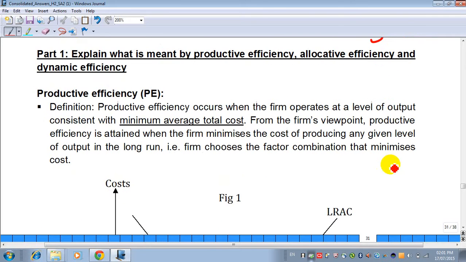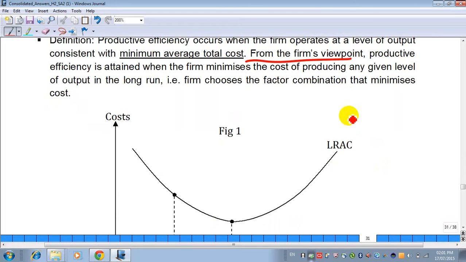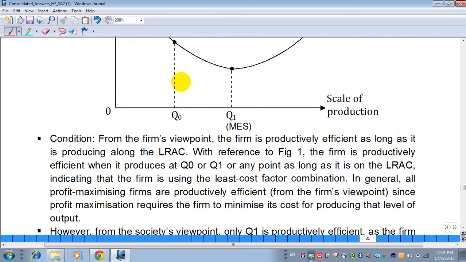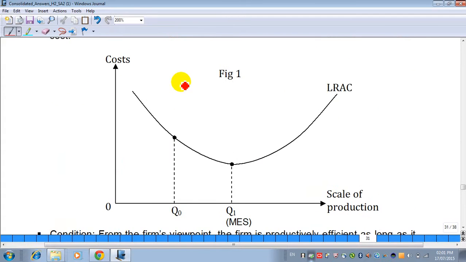I'm not going to explain much about the 3 different kinds of efficiencies, just to highlight, however, that there is a firm's point of view, where productive efficiency is attained when the firm minimizes the cost of producing any given level of output in the long run. What they mean here is that if the firm produces at Q0, this is the least possible average cost it will incur. So it is productive efficient because at Q0 it is producing at the least possible average cost.